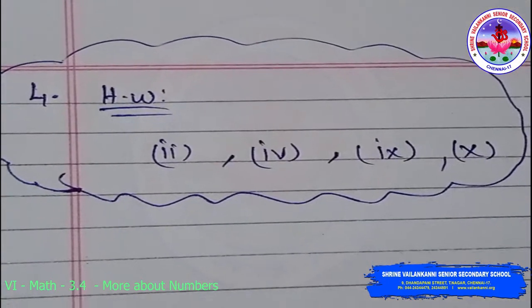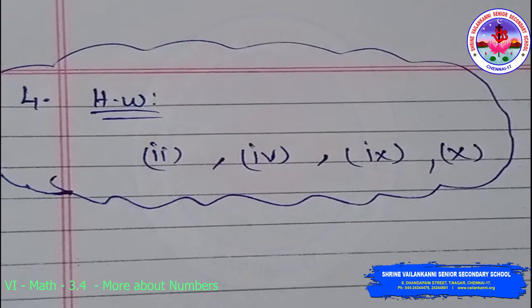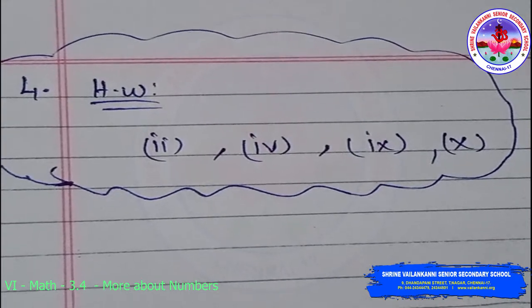Fourth question, homework sum: second Roman, fourth Roman, ninth Roman and 10th Roman. These are the homework sums.